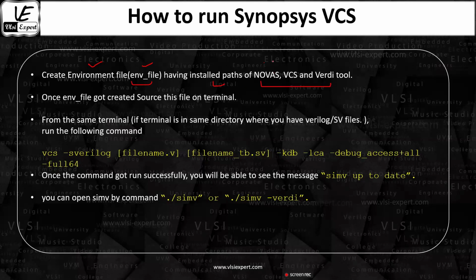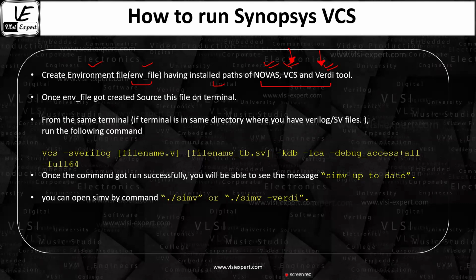What are these three tools? Novas, then VCS, and then VERDI, right? So VCS is the tool responsible for compilation and simulation of SystemVerilog or Verilog code, whereas VERDI is a GUI-based tool which is used to see the results in the waveforms and the schematics, and it deals with the debugging part.